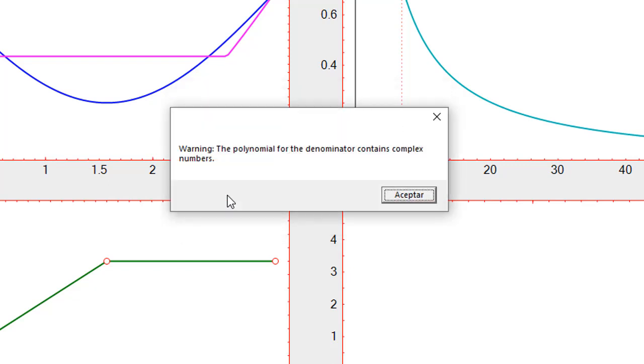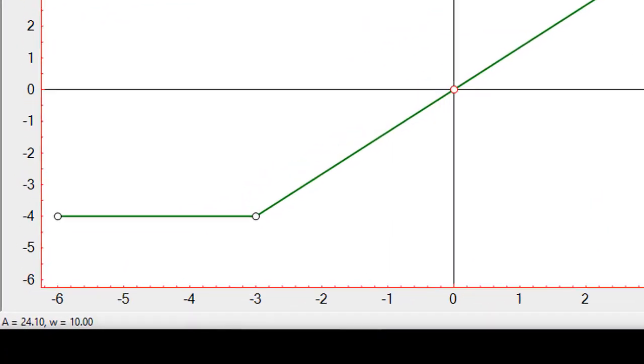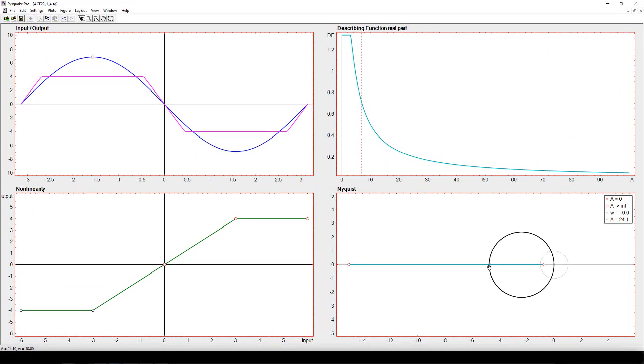We first get a warning, as the polynomial for the denominator contains complex numbers, and then we see the Nyquist plot corresponding to the new transfer function. In this example, there is an intersection between the describing function and the frequency response curve. This intersection occurs at the point minus 4.8 plus j0, which corresponds to omega equal to 10 and A equal to 24.1, as we can see in the legend, but also at the left bottom corner of the window when we place the pointer over the intersection point marked with a cross.